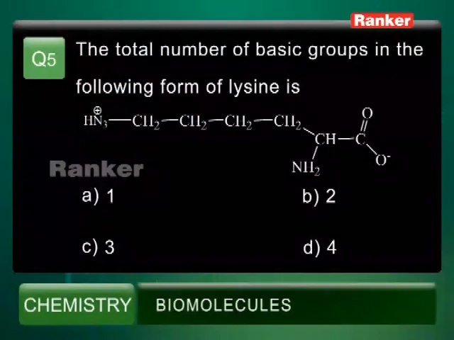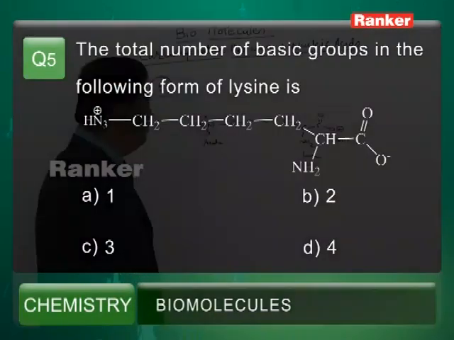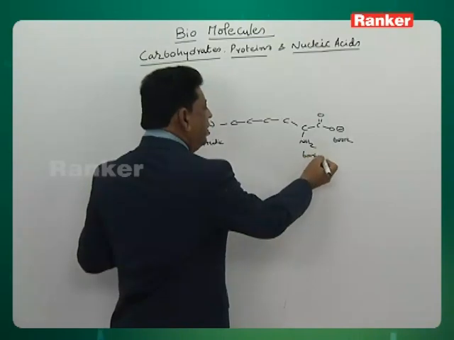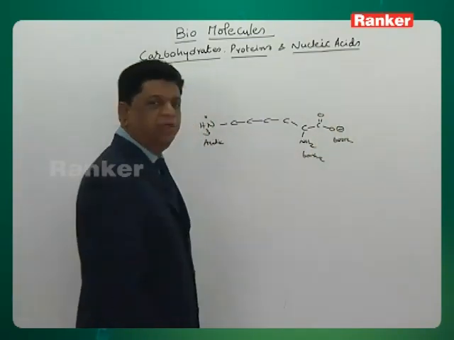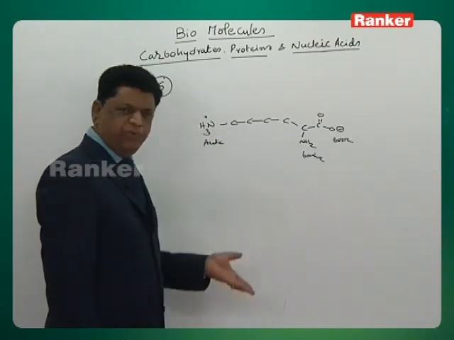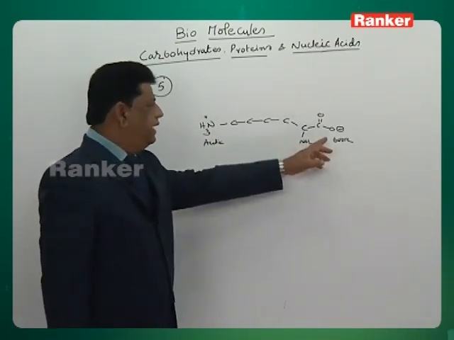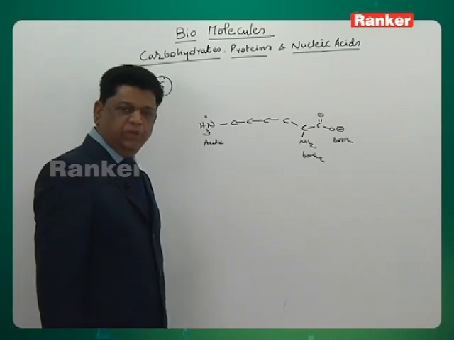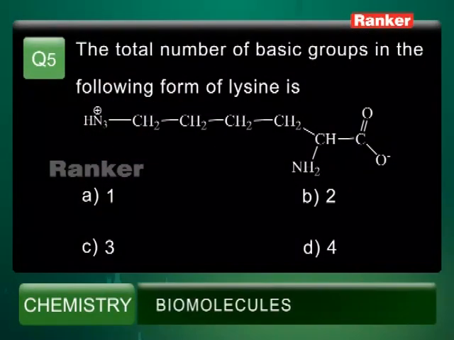So the question is the number of basic groups. This is one basic group, the original one, and COO minus is also a basic group. Either way, if you say NH2, also 2 comes, but this is right now the basic group and the NH2 is the original basic group. So the answer is 2. Therefore, answer B is the right answer.